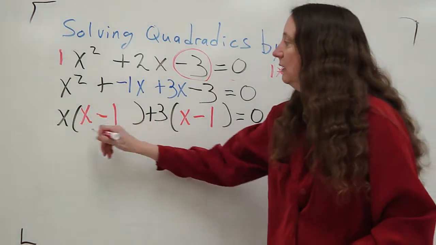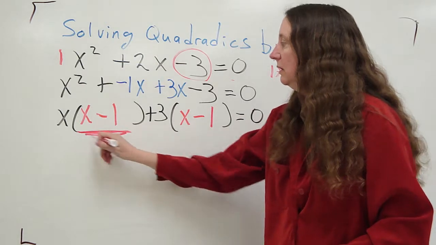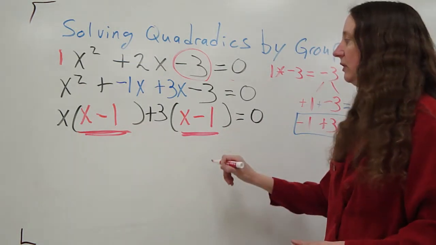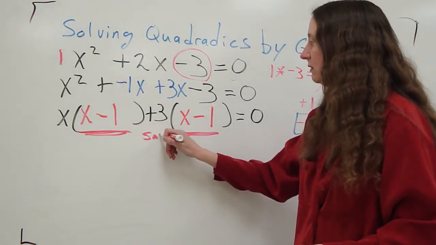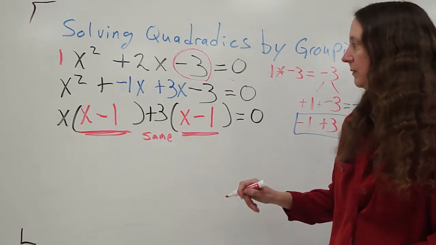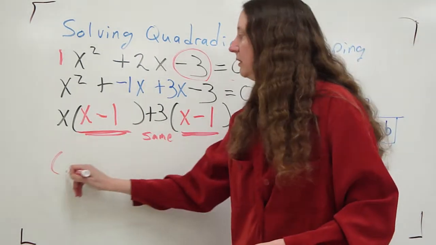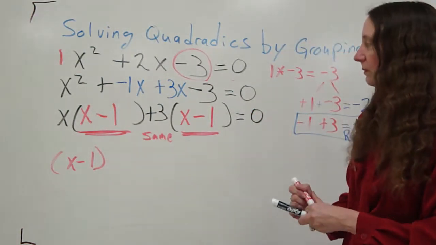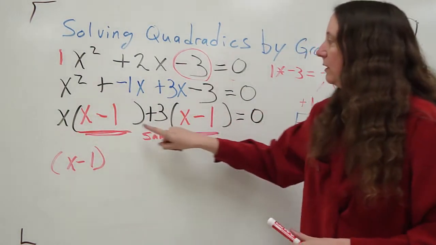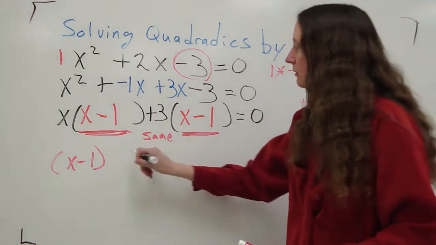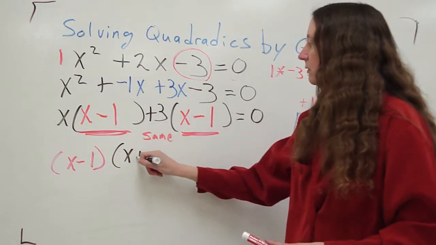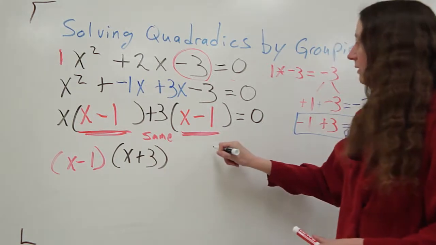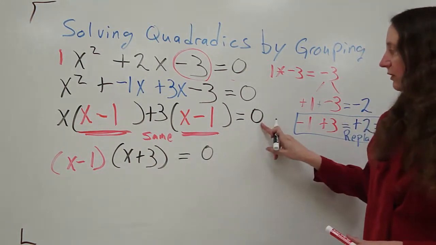I notice that I have the same thing in this set of parentheses as is in that set. I bring that outside into its own set of parentheses. What am I left with? x plus 3. This is still equal to that 0 over here.